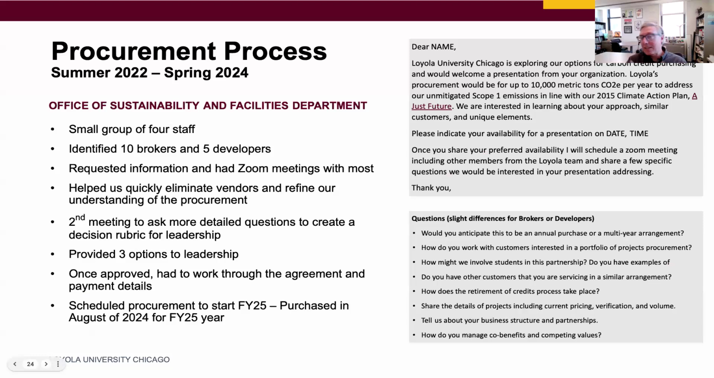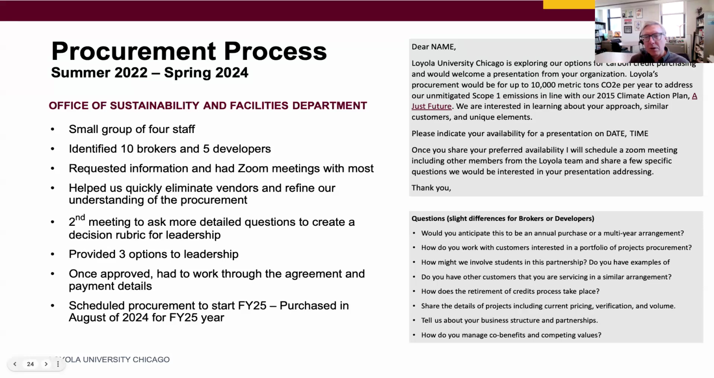We then took that. That's great to have a purchasing guideline, but it's very different when you actually go try to do procurement. And so we had four staff: myself, another person from our sustainability office, and two folks from facilities, because it was going to be from their facilities utility budget that we'd pay for this. We met with 10 brokers and five different project developers, and we really learned firsthand through Zoom meetings and then the group that we brought in for in-person discussions about what are the trade-offs here? What do these look like?